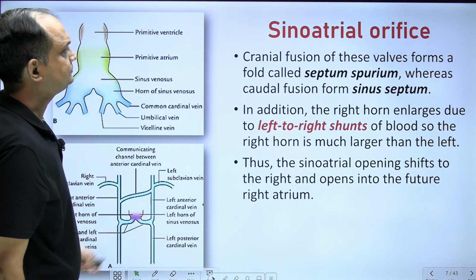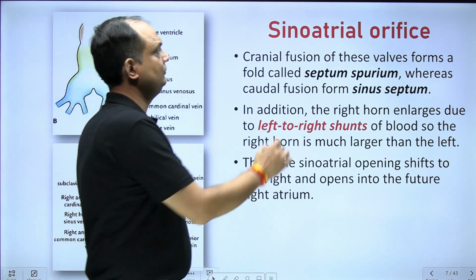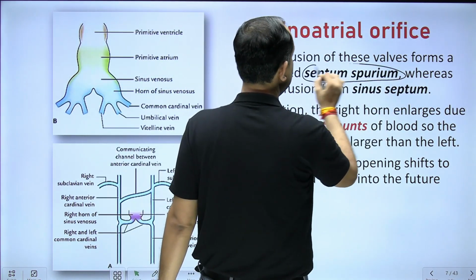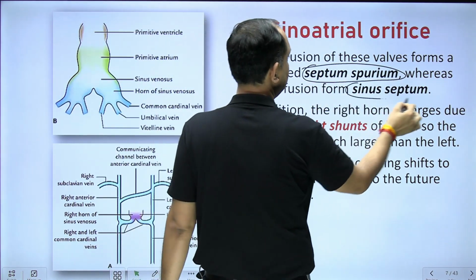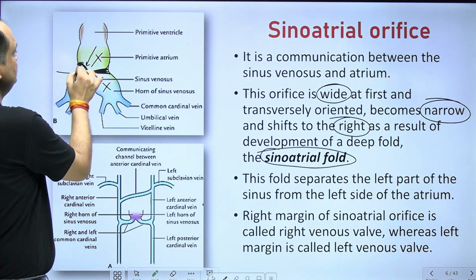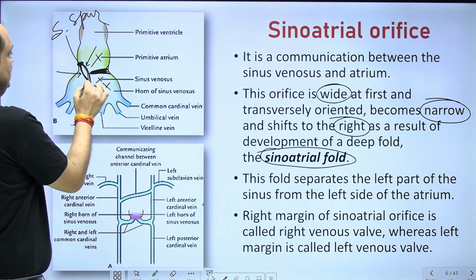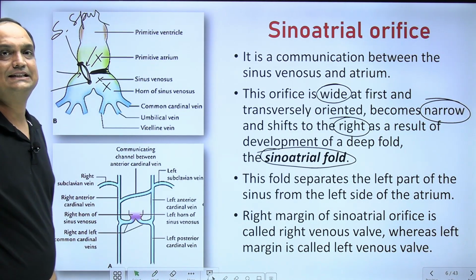Clear? Now the cranial fused end of this valve is known as septum spurium, and the caudal end of the fusion is known as sinus septum. So the cranial ends, when they fuse, are known as septum spurium, and when the caudal ends fuse, they are known as sinus septum.